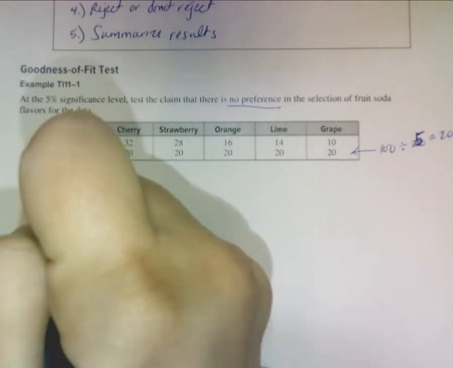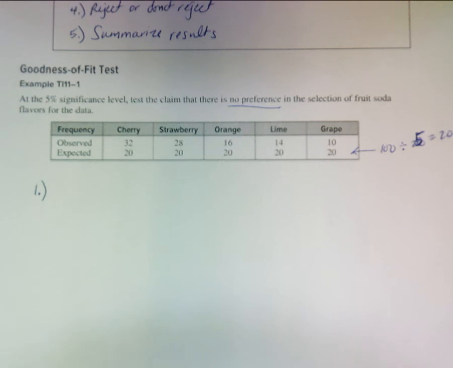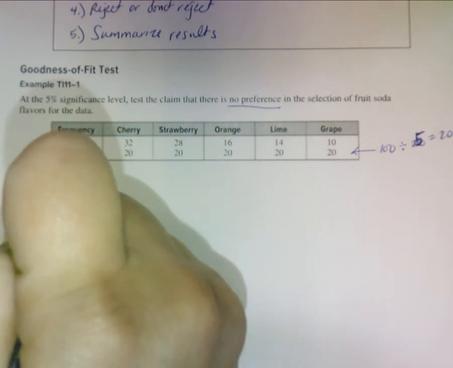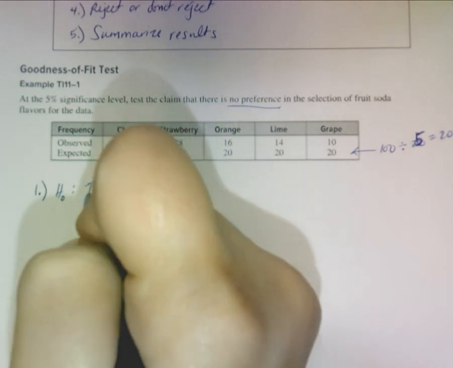All right, so here are our null and alternate hypothesis. These are going to be different. Our null hypothesis is that, yeah, there is no preference.